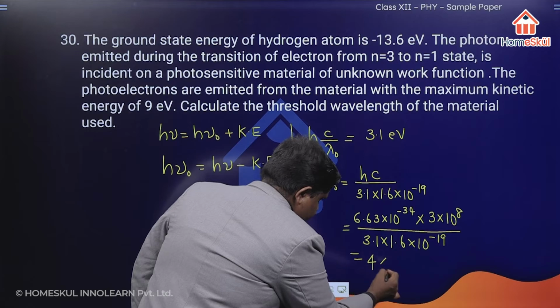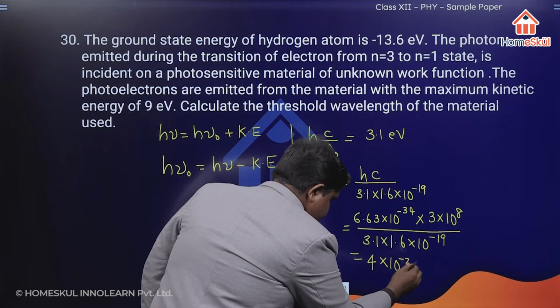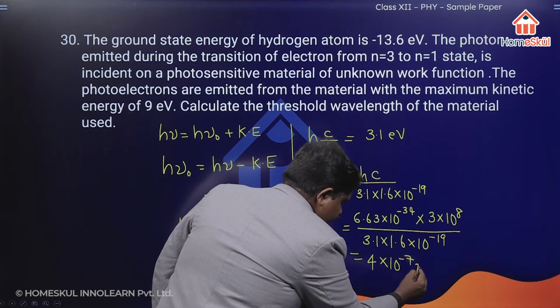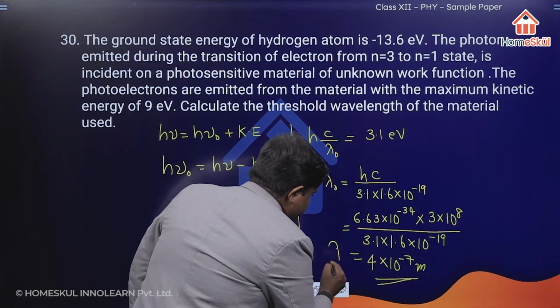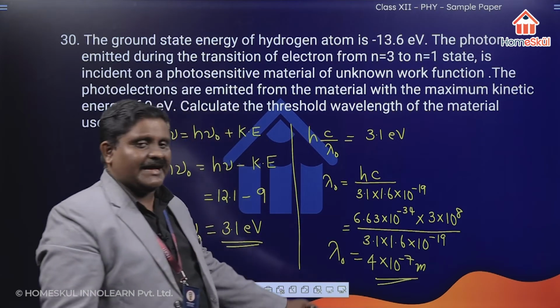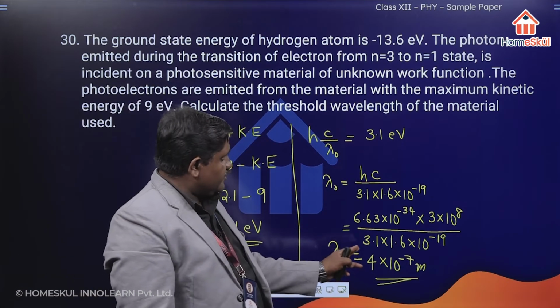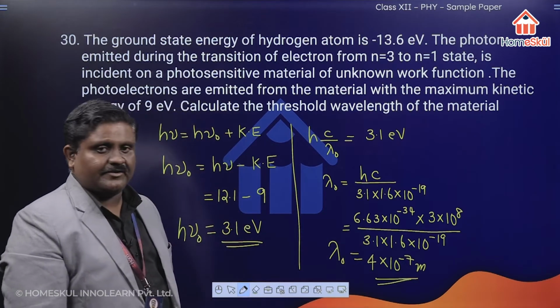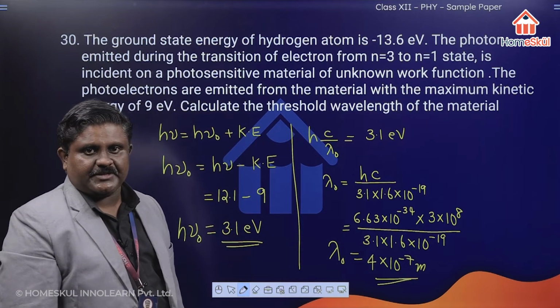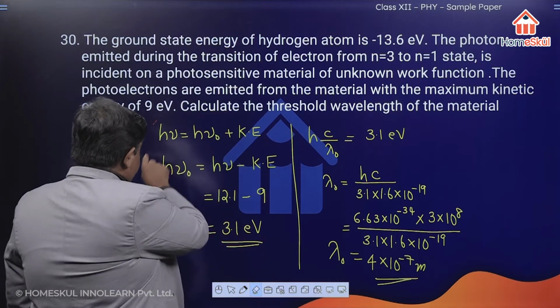We get the value as 4 into 10 raised to minus 7 meter. While calculating, we get the value of lambda 0, that is threshold wavelength, as 4 into 10 raised to minus 7 meter. Clear? Okay.